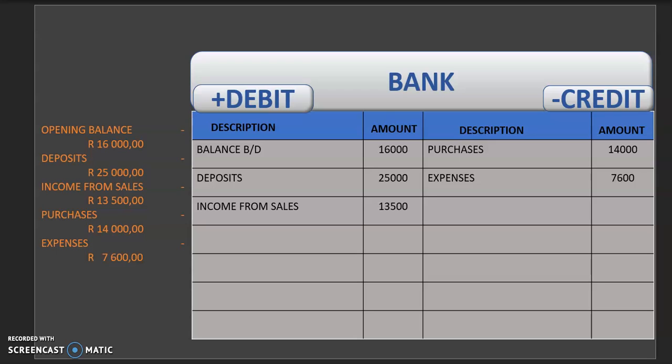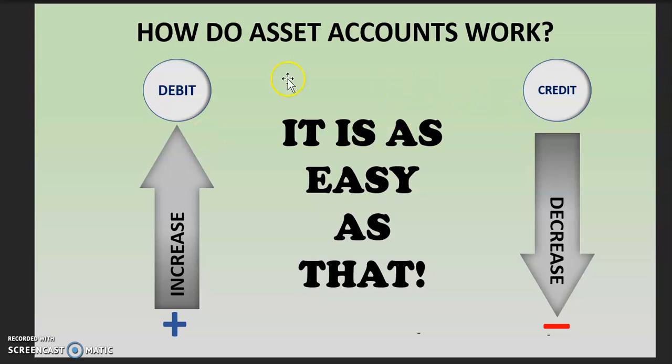With this video, I think we've completed our lesson on assets, and we should be moving on to our liabilities. So just a quick recap. How do assets work, guys? They increase on the debit side and decrease on your credit side. That's it. Your debit side, positive side. Your credit side, negative side. It is as easy as that.